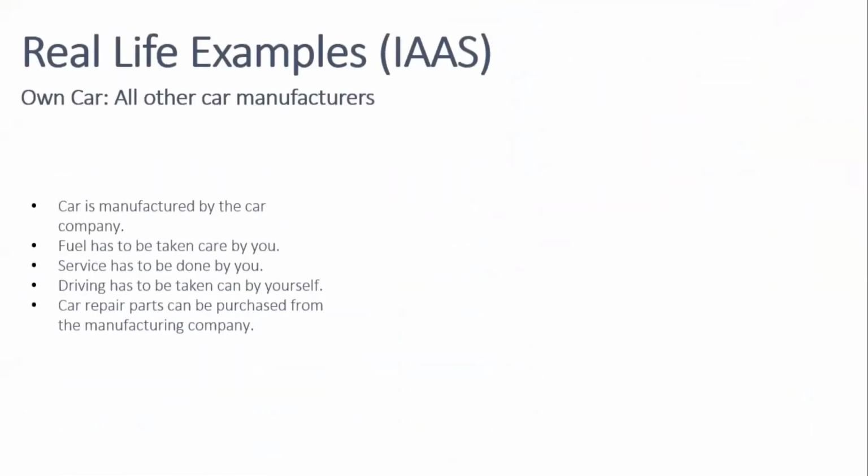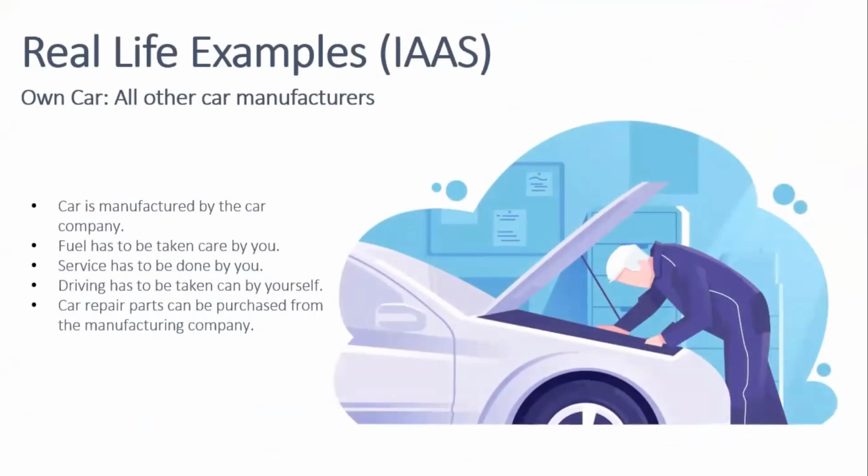In the real-time example of infrastructure as a service, the car that we own is the example. If we want to buy a car, we don't need to manufacture it. Some other car company is manufacturing it, and we are just purchasing it.